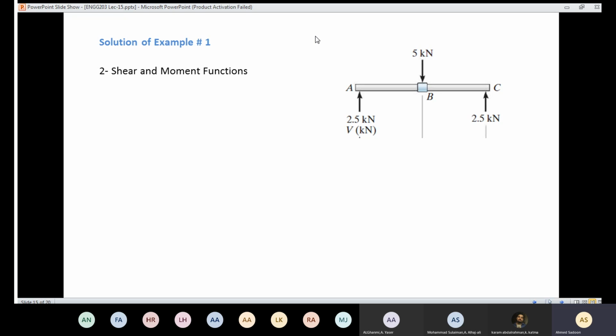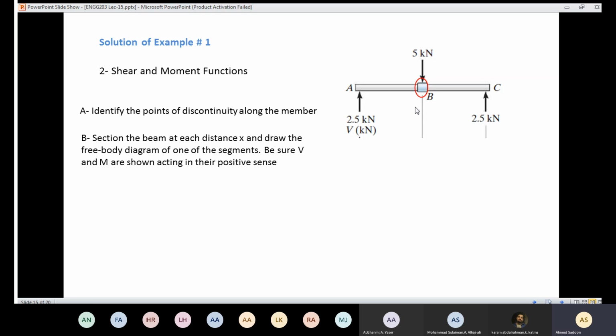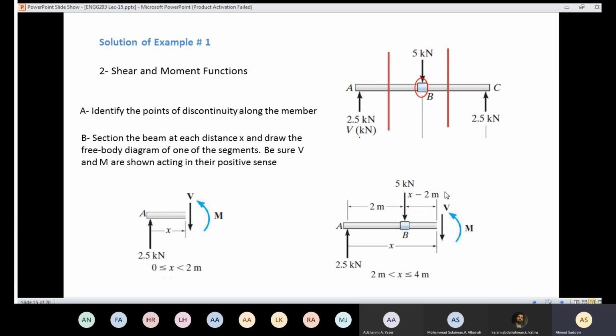And in order to do that, it's important to know the points of discontinuity. Here in this example, we don't have distributed loading, and we don't have a couple moment. We have only a concentrated force. So that concentrated force here is going to create this discontinuity. It means that I need to cut a section before the 5 kilonewton and a section after the 5 kilonewton. So here is a point of discontinuity. Then in order to cut a section, I need to cut a section before that point and a section after that point.